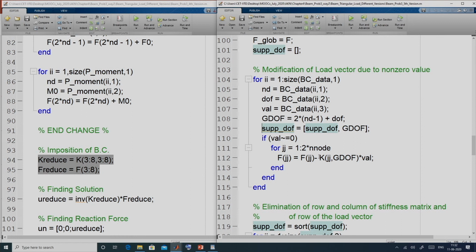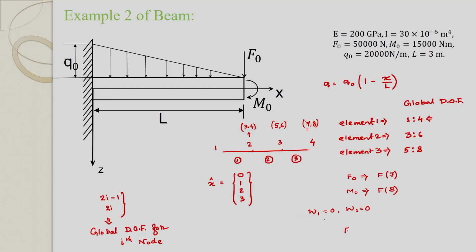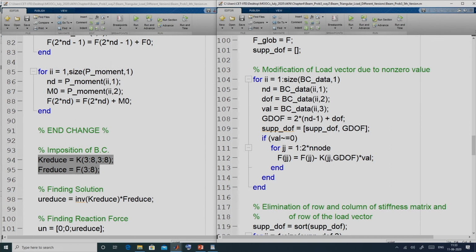You remember, for our non-zero prescribed DOF, that Fi bar is Fi minus KIL UL, where I is which row I am considering and L is which degree of freedom is prescribed. So, here for jth row, KJJ comma that corresponding global degree of freedom into that value.